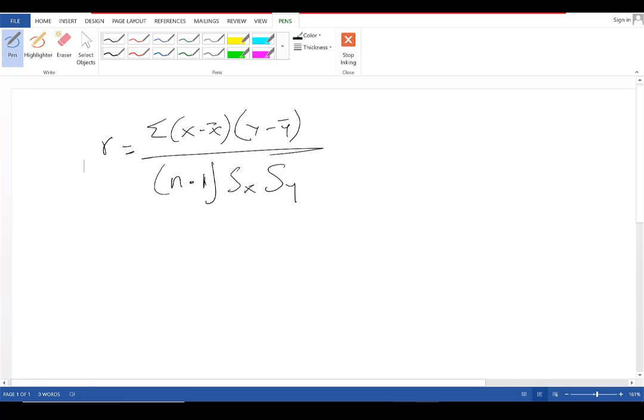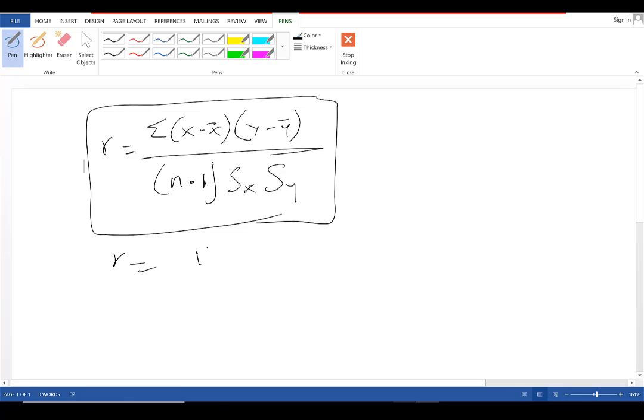So once we get this, it will give us a number, which is the correlation. It's equal to a number. It's gonna be within -1 to +1. Remember, when it is -1, it is strong negative correlation. When it's +1, it is positive strong correlation.